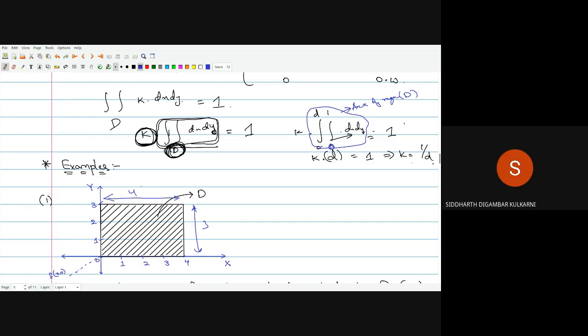Constant is just a scalar. If we integrate dx over a length, suppose I integrate dx from 0 to 1, it will give a length. Then we will get breadth, and length into breadth we are going to get area. And this is dx dy. It is a surface area, and it is a surface integral.